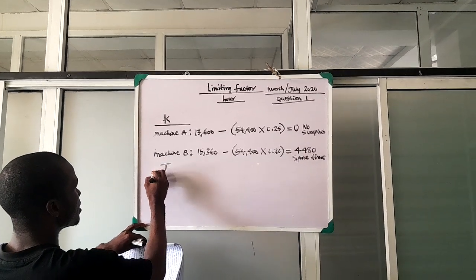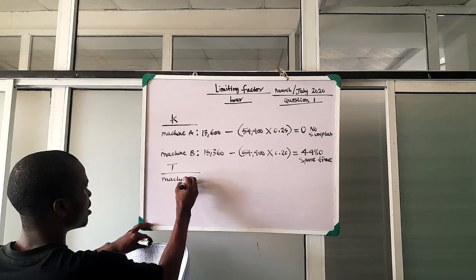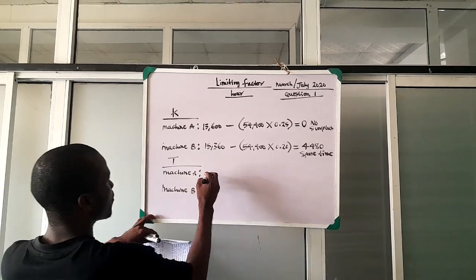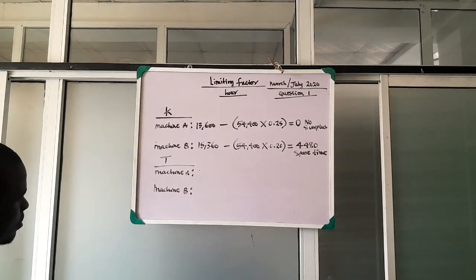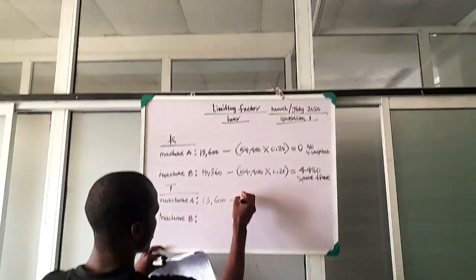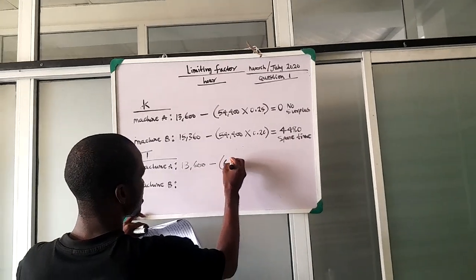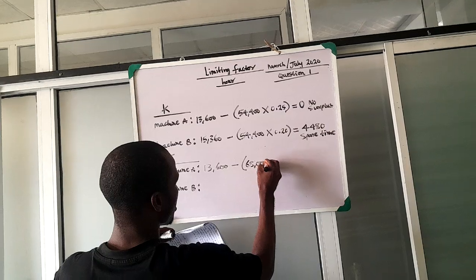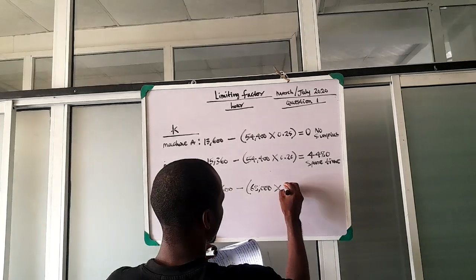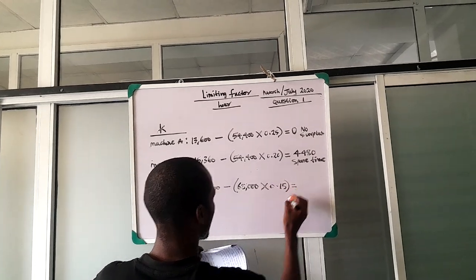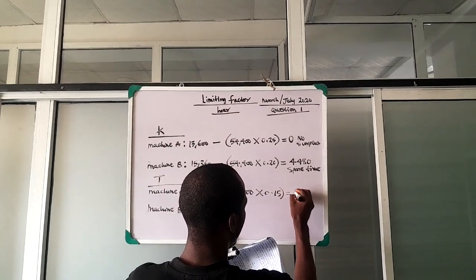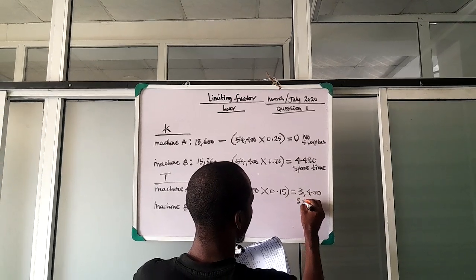Then we'll do for T. For T, we have machine A and machine B. Now for machine A, for T, you have 13,600 minus what was used for T, 68,000 times, under A, 0.15. This will give us 3,400 spare time.